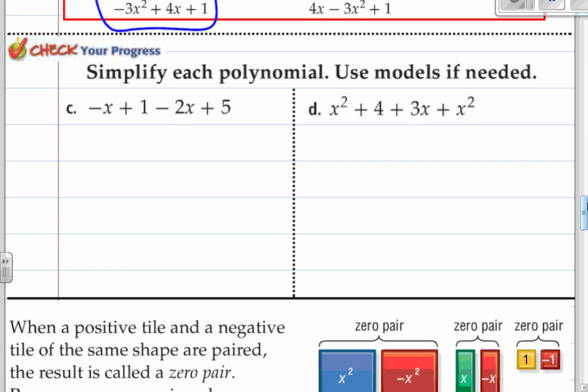Why don't you give it a try for C and D here? Simplify each of these polynomials. It says use models if needed. I'm not going to use the models this time. I'm just actually going to show you mathematically the old school way of how we did this way back in the day.